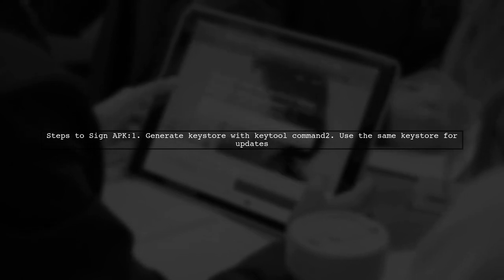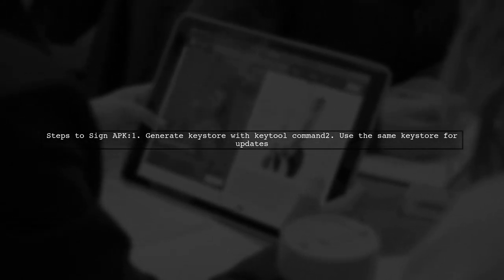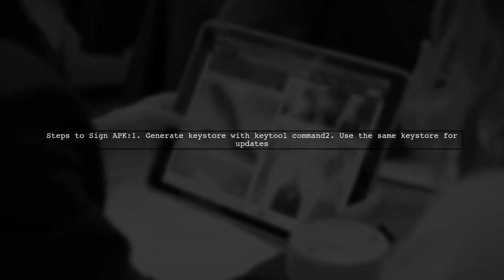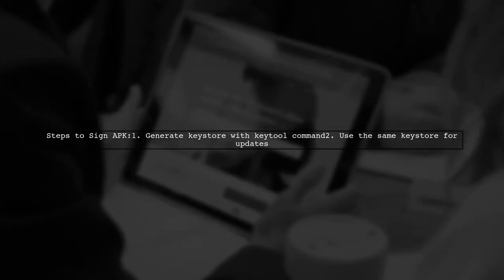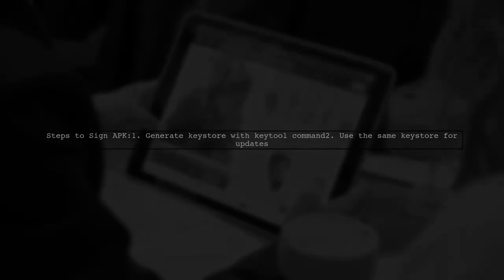To sign your APK with an upload key from Google Play, first ensure you generated your key store correctly using the keytool command. Remember, you must use the same key store for app updates. Next, go to Build and select Generate Signed APK.